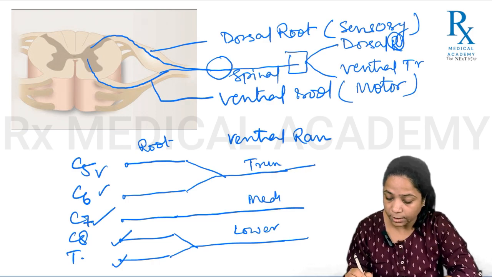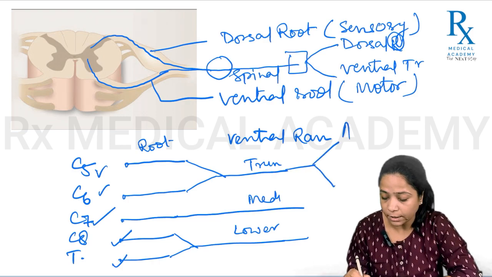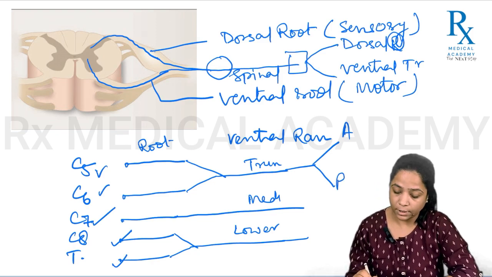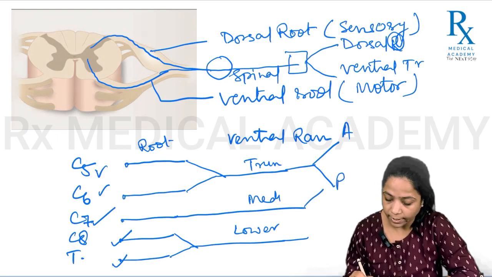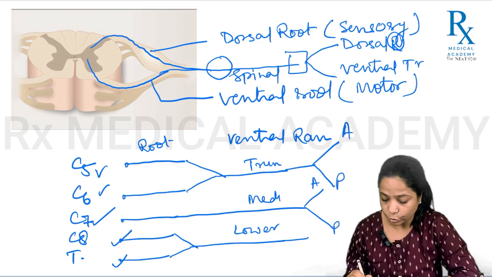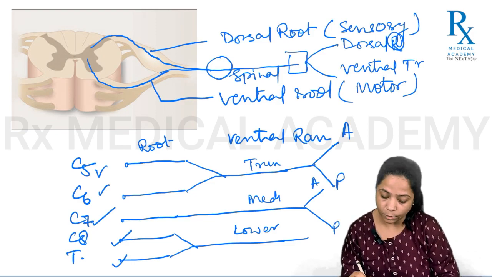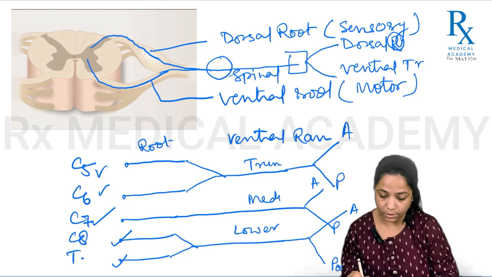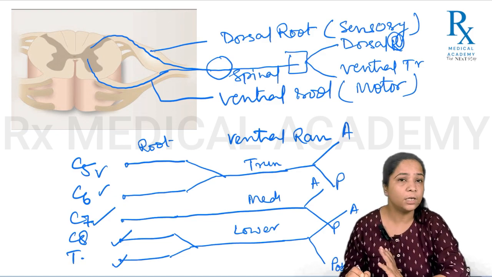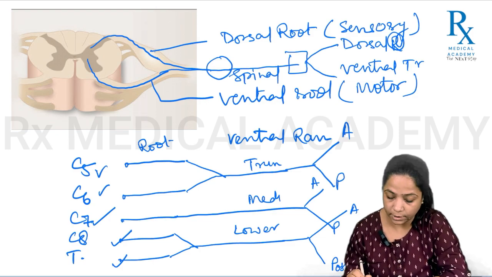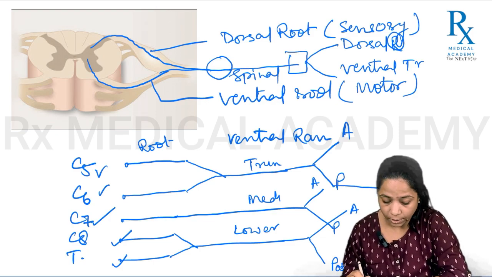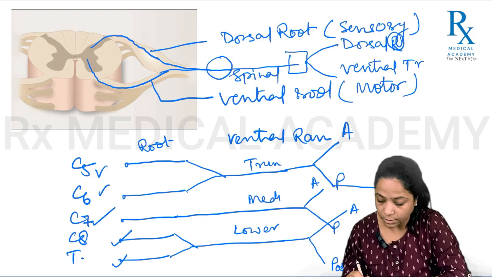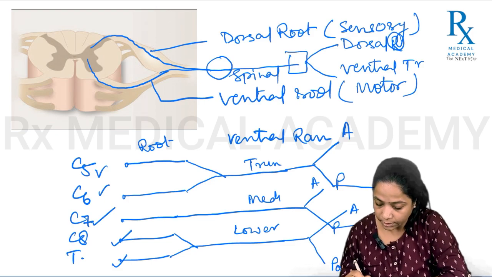These trunks again divide into anterior and posterior divisions. The middle trunk divides into the anterior and the posterior division. Then the lower trunk divides into anterior and posterior divisions. Now, the posterior division of all the trunks, whether it is the upper trunk, the middle trunk, or the lower trunk, unite and form the posterior cord.